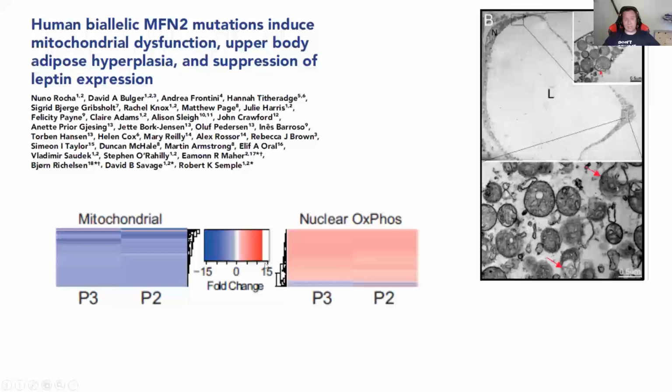And this coloring system is fold change from -15 to +15. These were massive changes. So it's as though the nuclear system is trying to compensate for its loss of functional mitochondria by upregulating these oxidative phosphorylation genes. It doesn't work because the mitochondria aren't functional.